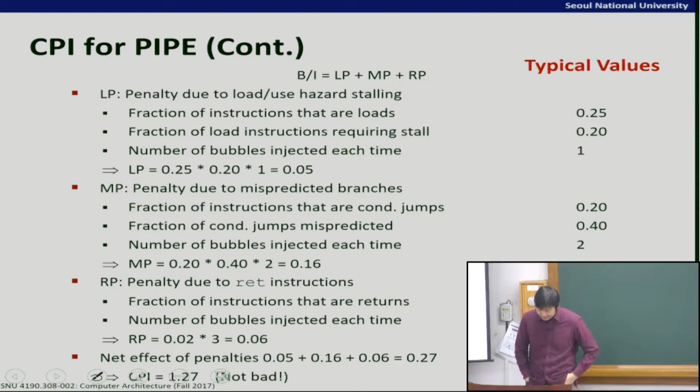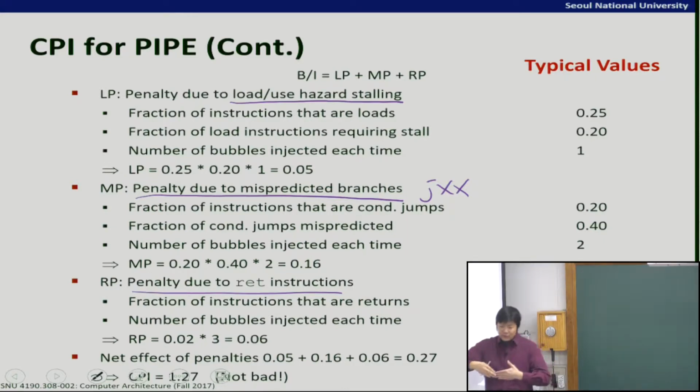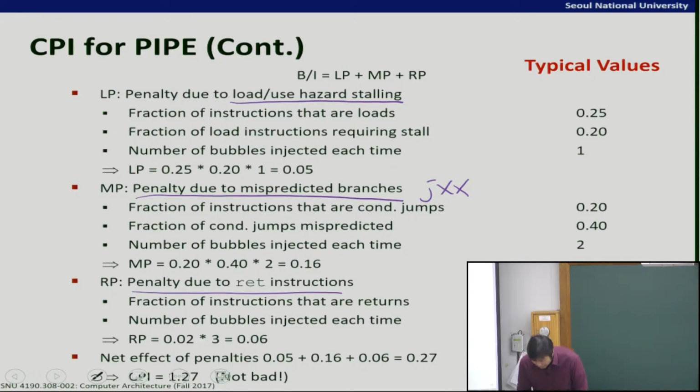So here's maybe a more concrete example. There are 3 cases we covered that insert bubbles. The first case is load use hazard stalling, and the second one is the penalty due to misprediction, like a JXX. Let's say we have a conditional branch, but we cannot really tell. You have 2 cycles of bubbles if the branch is mispredicted, so you get a 2 cycle penalty. And finally, we have the penalty due to the return instruction. If you fetch a return instruction, there will be nops, and then eventually when it gets to the write back stage, we can fetch the correct instruction. So whenever you have a return instruction, you pay a 3 instruction penalty. So those are the 3 cases where we have to insert bubbles.